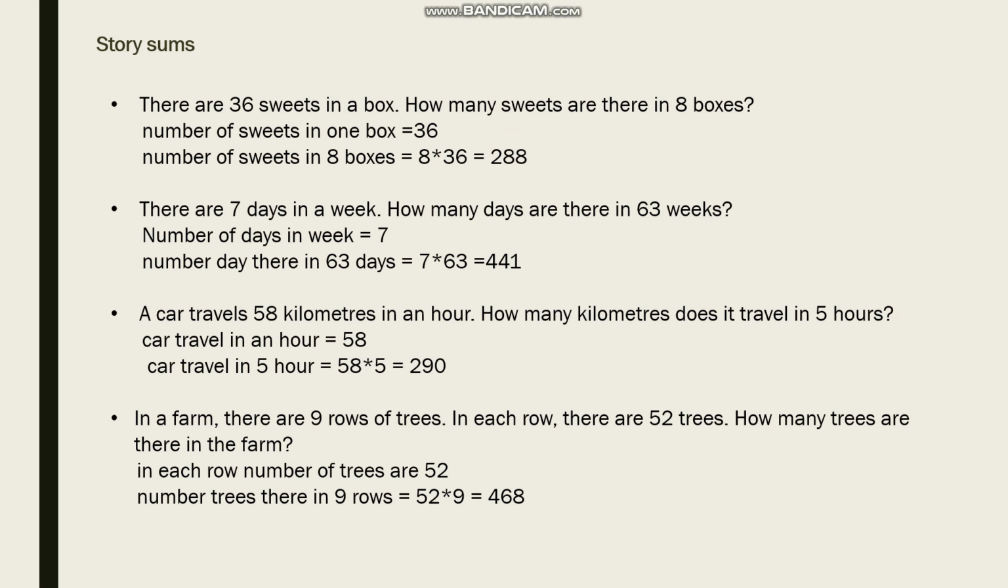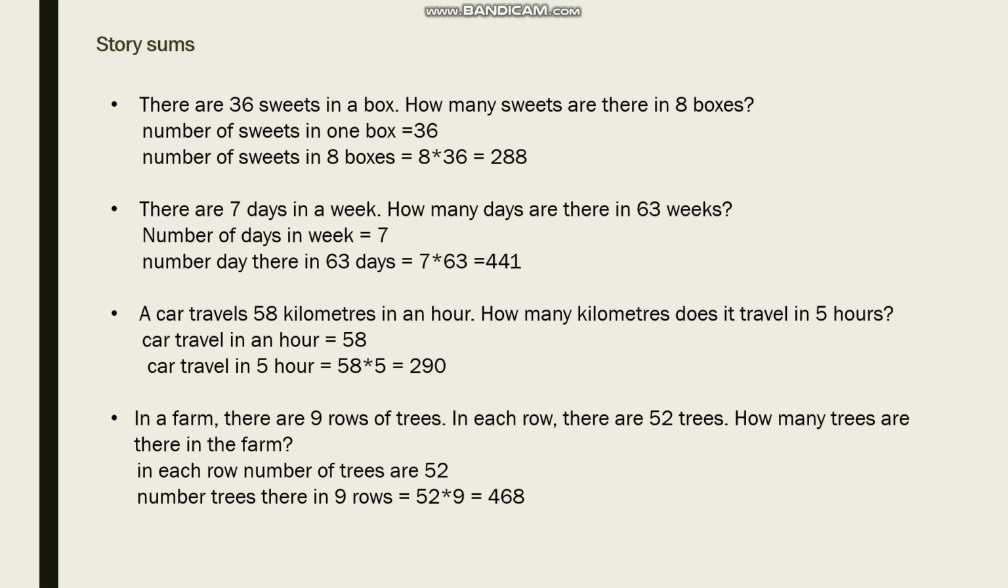The next: there are 7 days in a week. How many days are there in 63 weeks? They already gave the number of days in a week, that would be 7, and the number of weeks, 63, that we need to calculate here. So 7 into 63, that gives 441.